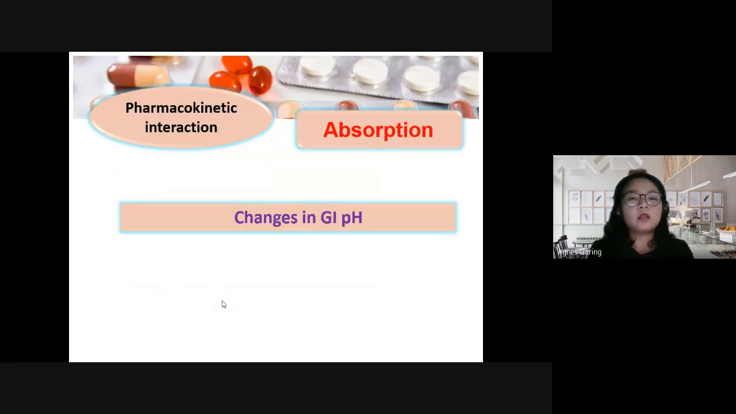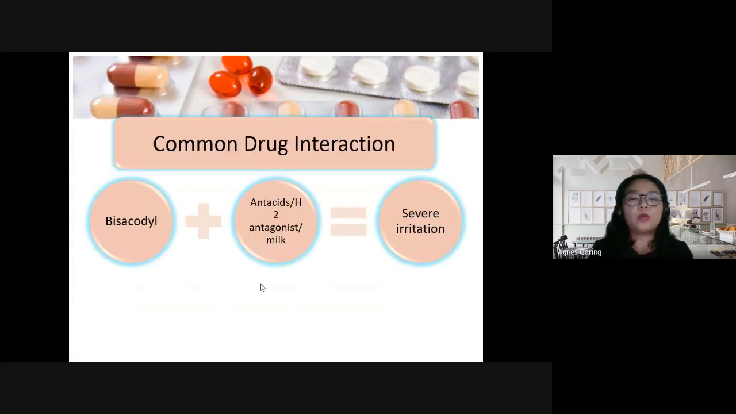So in this one, we proceed with the examples, no? Again, this is a warm up of our pharmacokinetic and pharmacodynamic type of interaction. So hindi muna tayo masyadong magdi-detail-detail. But for this one, pharmacokinetic interaction under absorption, under change in pH, okay? So, pinaka-common drug interaction, bisacodyl or dulcolax, which is a laxative. Okay? And then, plus antacids or H2 antagonist or milk, okay? Or any other drug that increases the pH of the stomach, it might result to severe irritation.